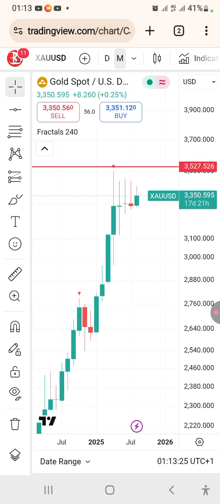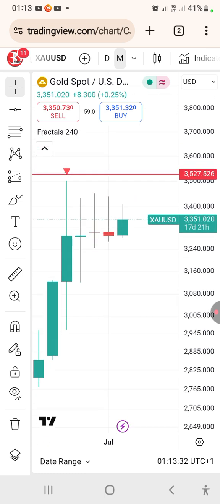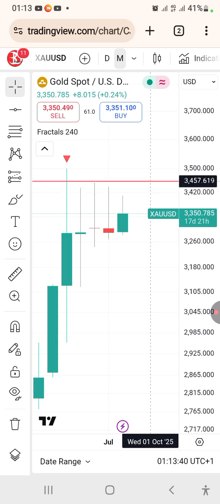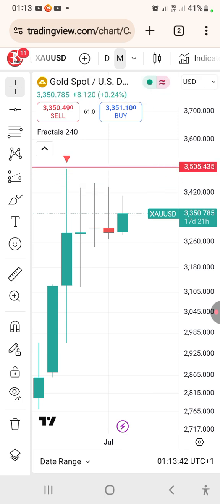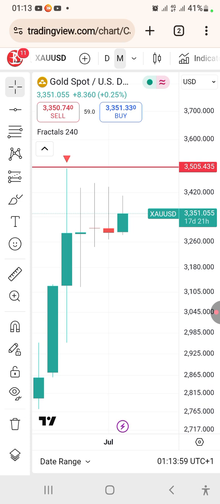Now once you've done this, the next thing you have to do is to look at a different area and bring it down. Let the line rest on the shadow of that candlestick that the fractal is pointing at.